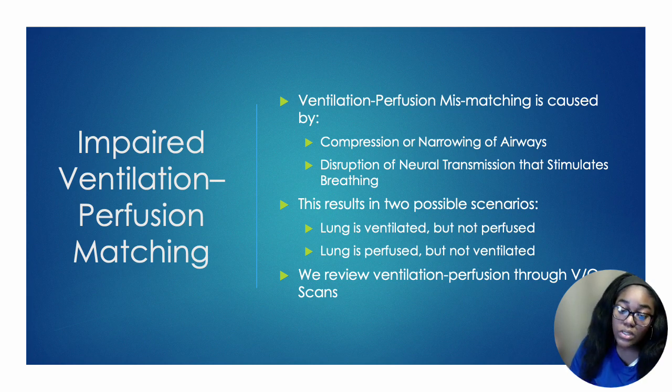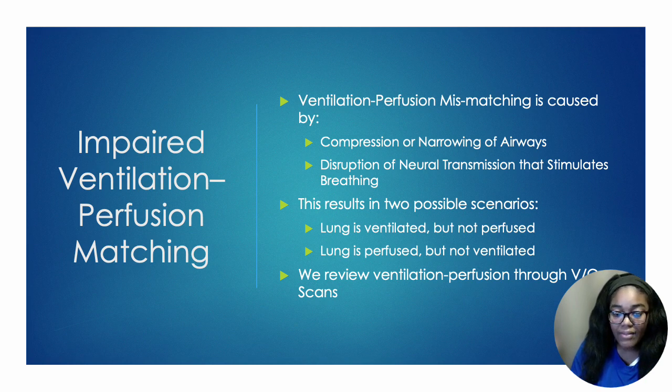What this results in is two possible scenarios. You can have a lung that is ventilated, so you have air that is in, but it's not perfused. Again, the organ is trying to perfuse itself. You can have oxygen, but because there may be some obstructions or things that are not allowing that oxygen to get to the organ of the lungs, you don't have perfusion, which could cause death of those lung tissues.